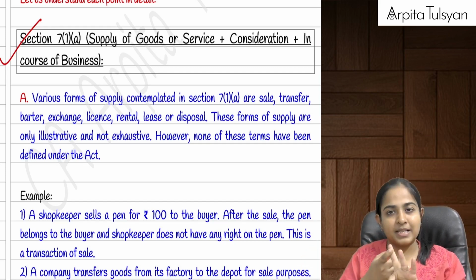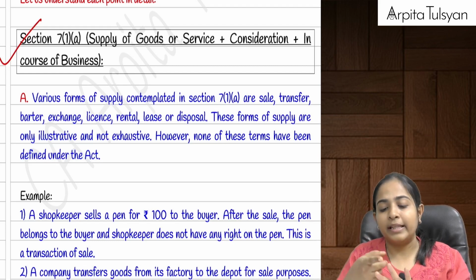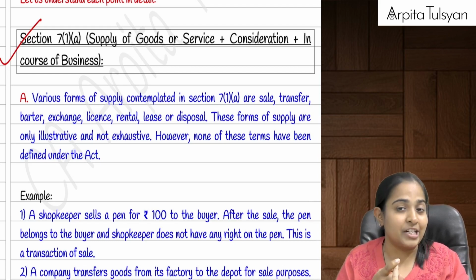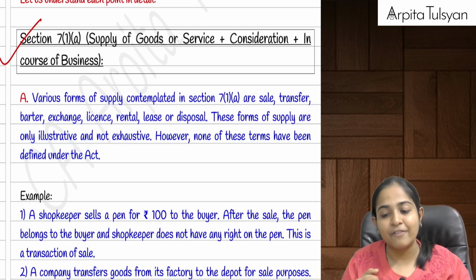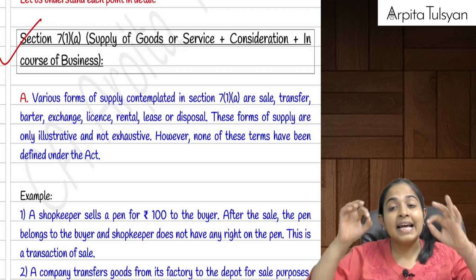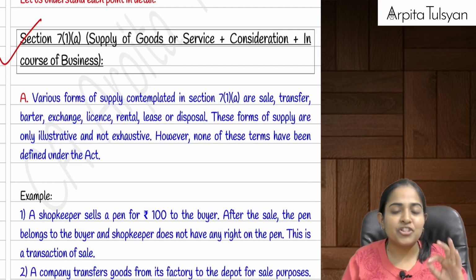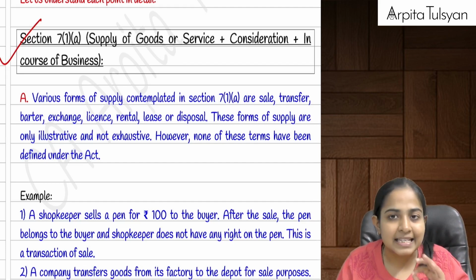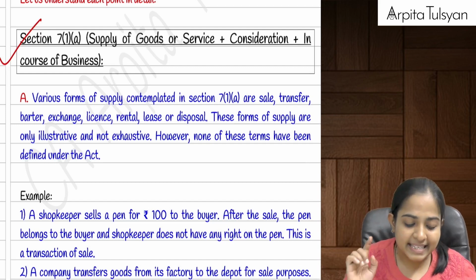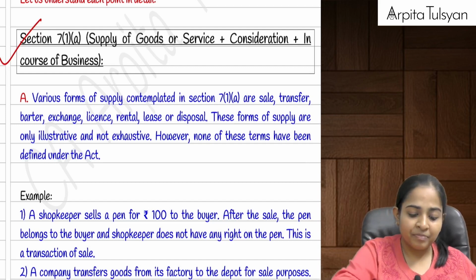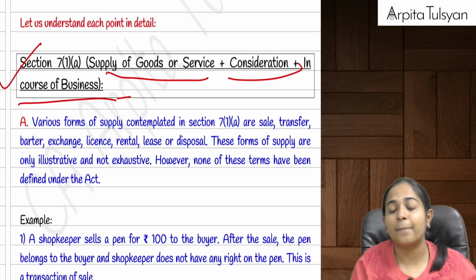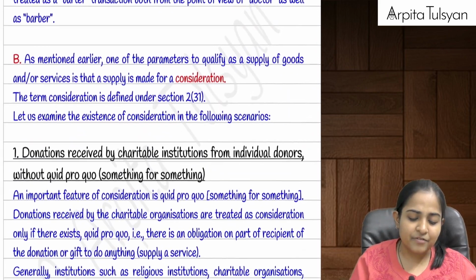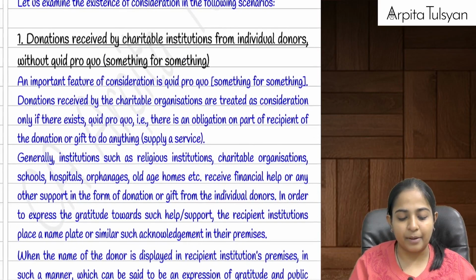Three parameters are to be fulfilled. First, there should be a supply of goods or service. Then it should be done for a consideration, and it should be done in the course of business. If all three points are fulfilled, then such a transaction will be considered as a supply as per section 7.1a. Three conditions: supply of goods or service, plus a consideration, plus in the course of business. We have got so many examples given here.